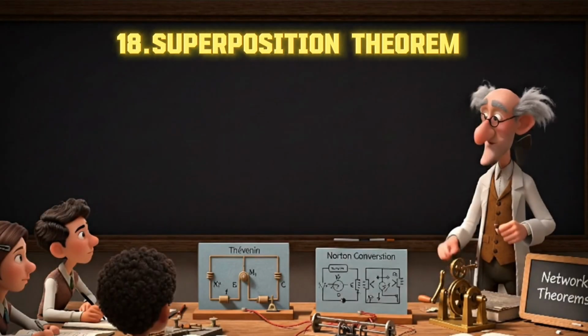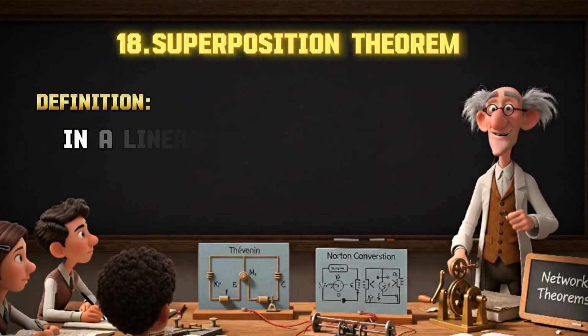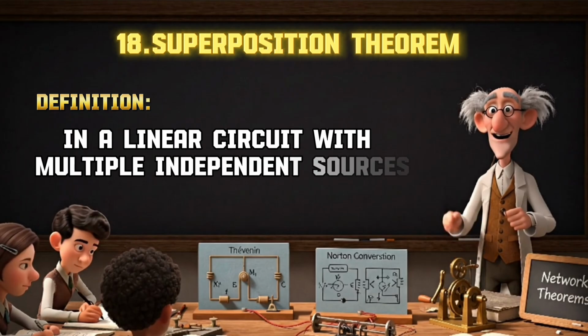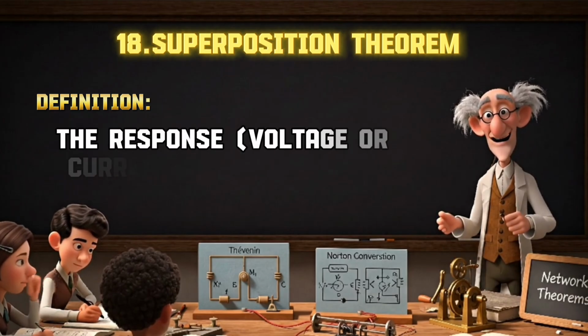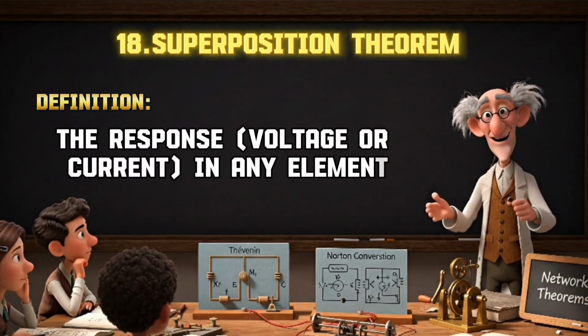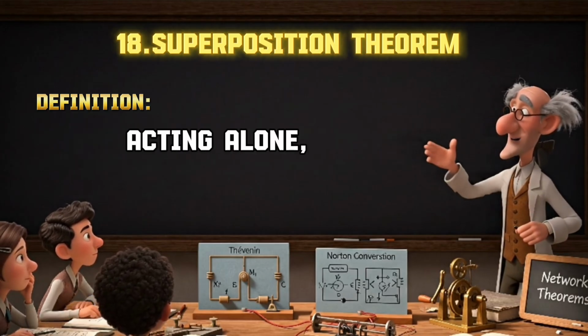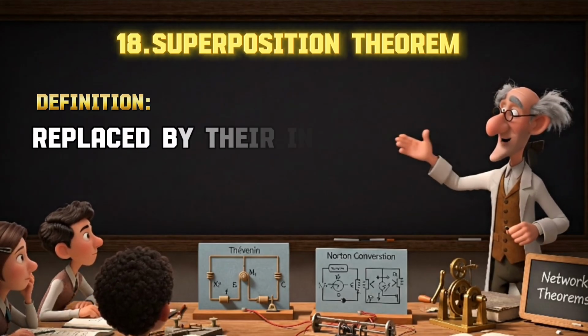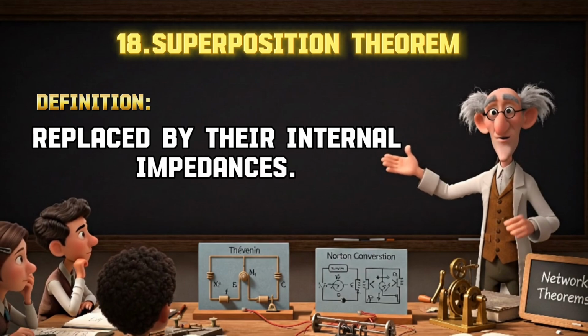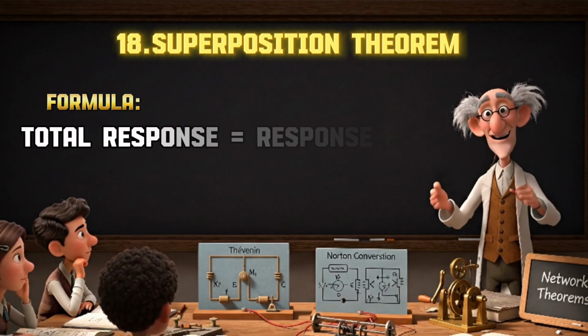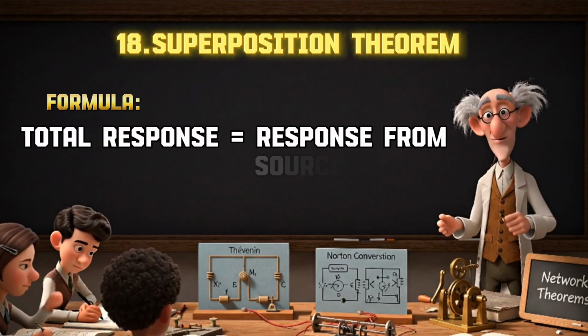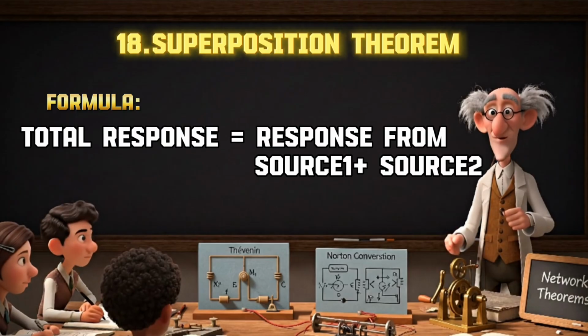Superposition theorem. Definition. In a linear circuit with multiple independent sources, the response, voltage or current, in any element is the sum of the responses caused by each source acting alone, with all other sources replaced by their internal impedances. Formula. Total response equals response from source 1 plus source 2.